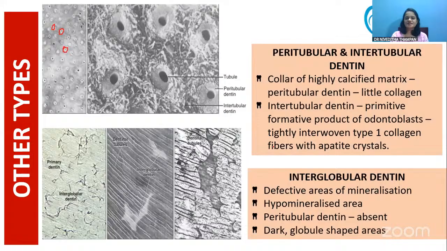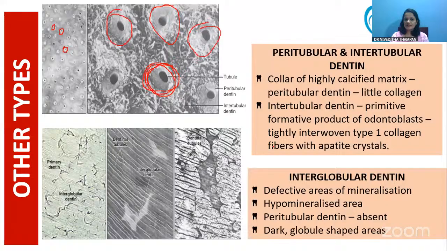These dentinal tubules will be surrounded by a very highly calcified matrix. That matrix is called the peritubular dentin. So this is one peritubular dentin, this is another, and this is another. There are lots of peritubular dentin surrounding every dentinal tubule.